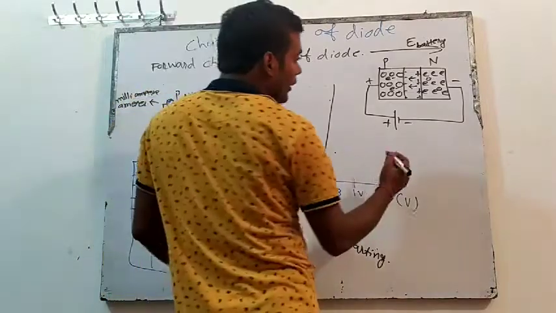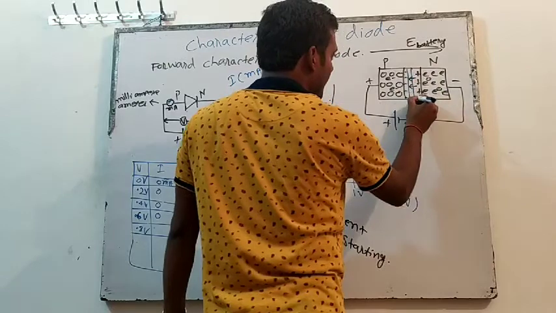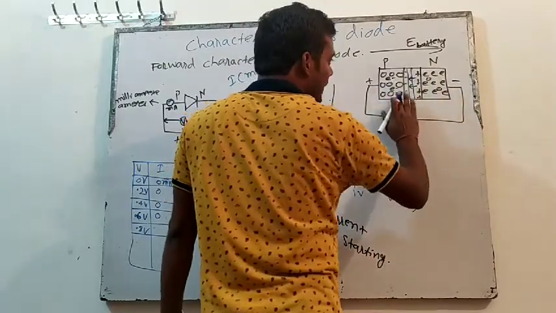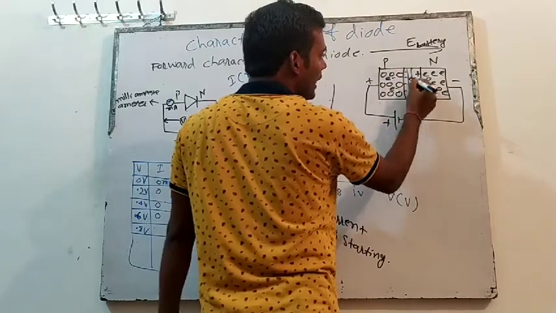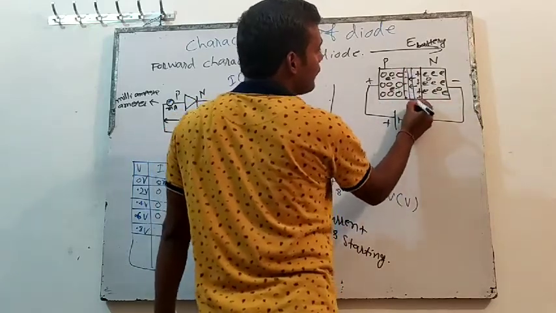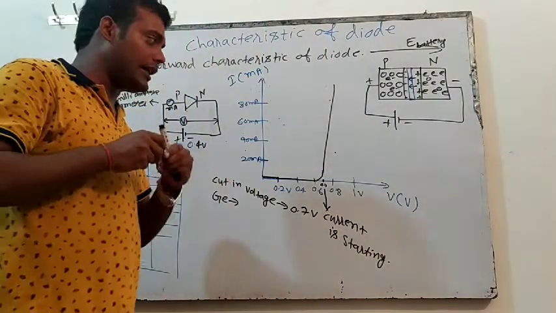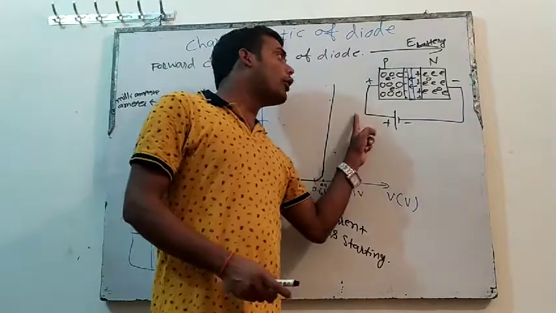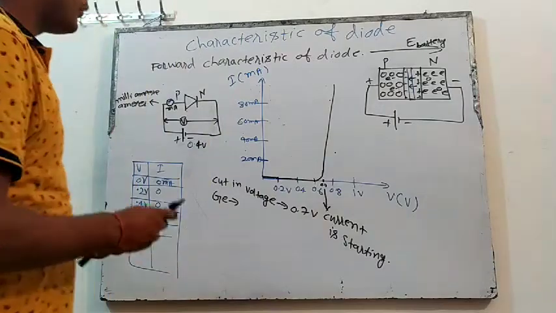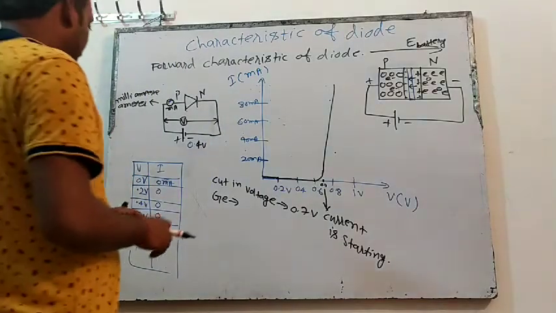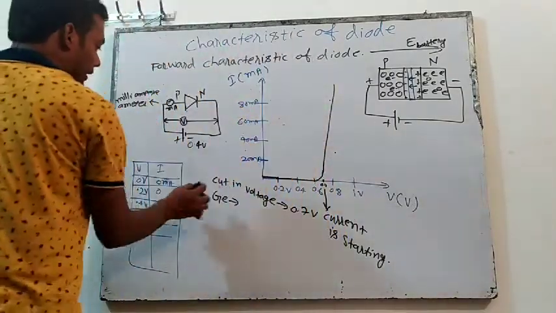So what will happen? The depletion region will shift. This layer will come here and this layer will come here. So now the depletion region width will decrease. In forward biasing, try to understand, the width of the depletion region will decrease. In forward biasing, write it. I am writing it here.